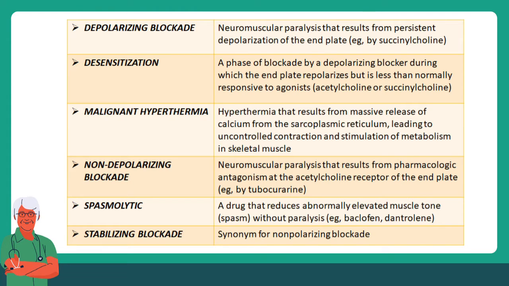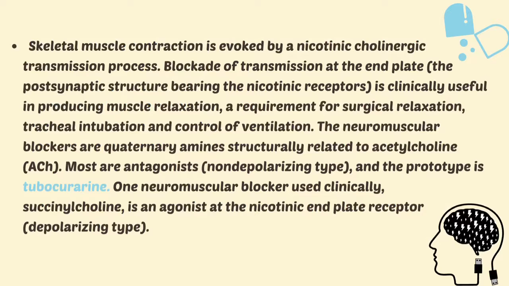Next, non-depolarizing blockade: neuromuscular paralysis results from pharmacologic antagonism at the acetylcholine receptor of the end plate. Next, spasmolytic: a drug that reduces abnormally elevated muscle tone without paralysis. Lastly, stabilizing blockade, a synonym for non-depolarizing blockade.